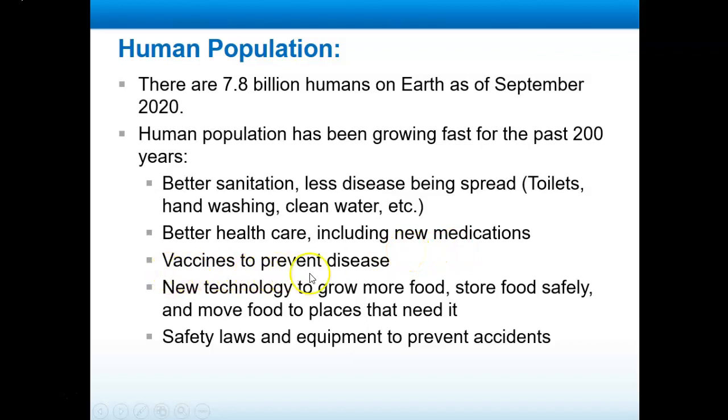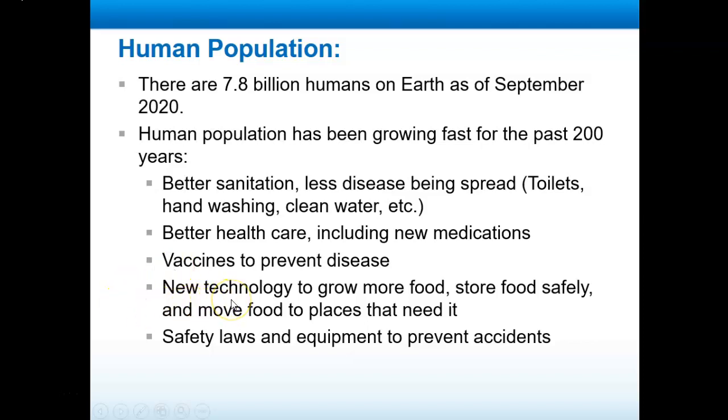We have vaccines to prevent disease. So if you go get a flu vaccine, if you had to get a polio vaccine before you started school, eventually we'll have a coronavirus vaccine. Those will prevent people from getting sick. And it also prevents those people from spreading the sickness to their neighbors and their family members too.